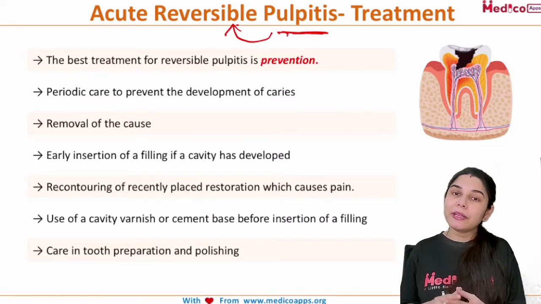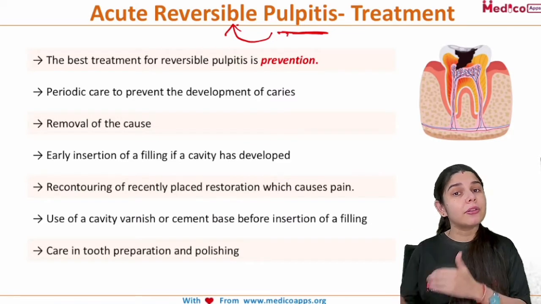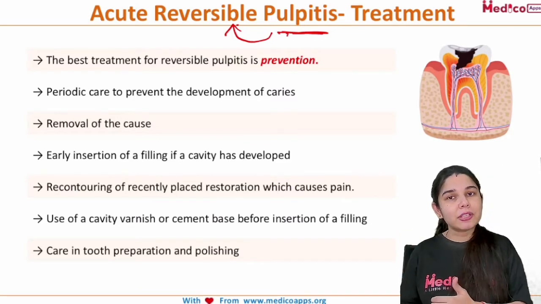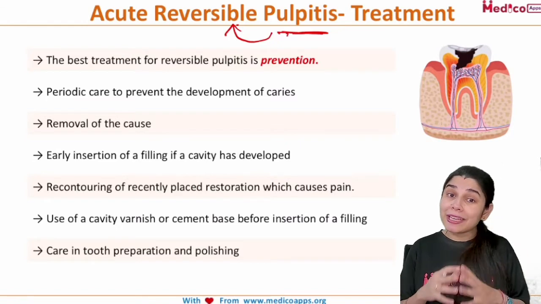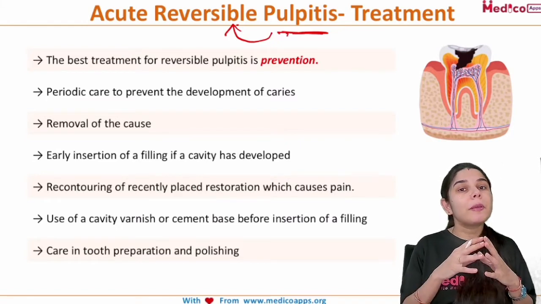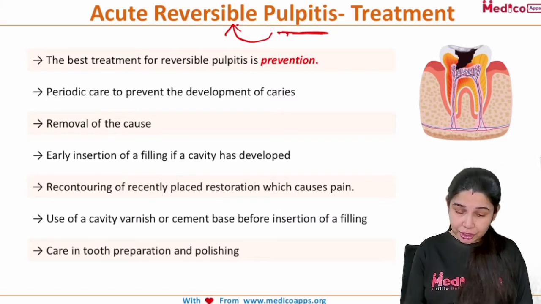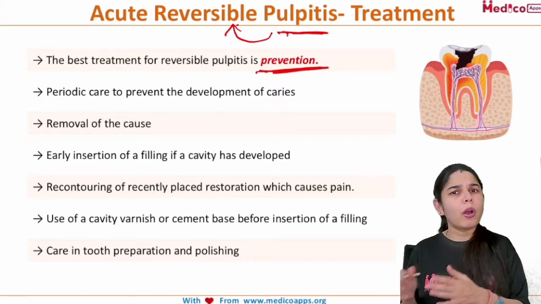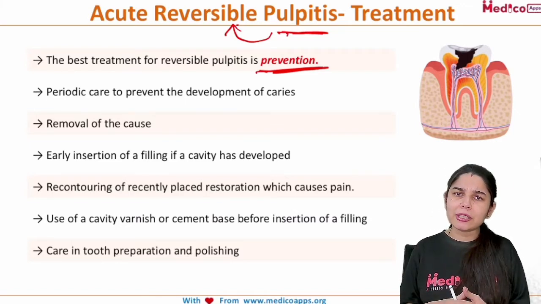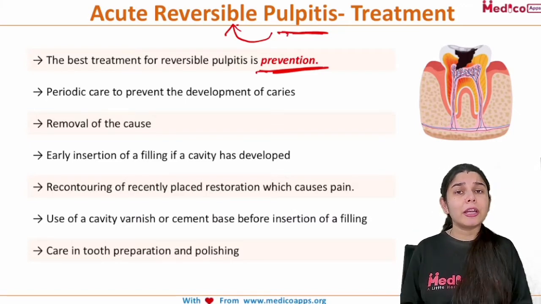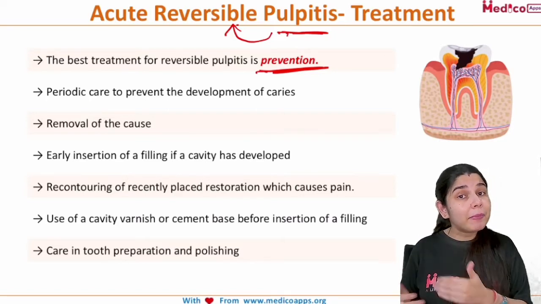Now what will be the line of treatment? Firstly, as I have told you, it is reversible. So if it is reversible, we can treat this condition definitely. And what are the best treating options for this? The best treating option for an acute reversible pulpitis condition is prevention. Now how can we prevent the acute reversible pulpitis condition? We can prevent it by preventing the development of caries.